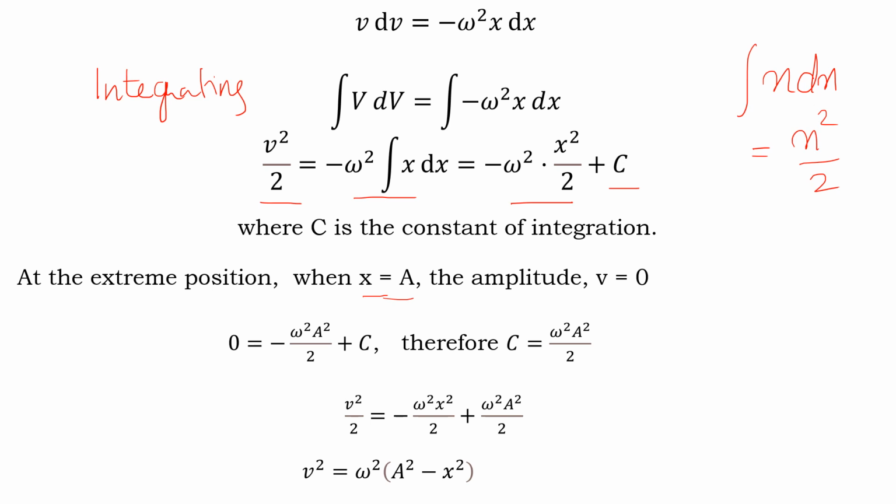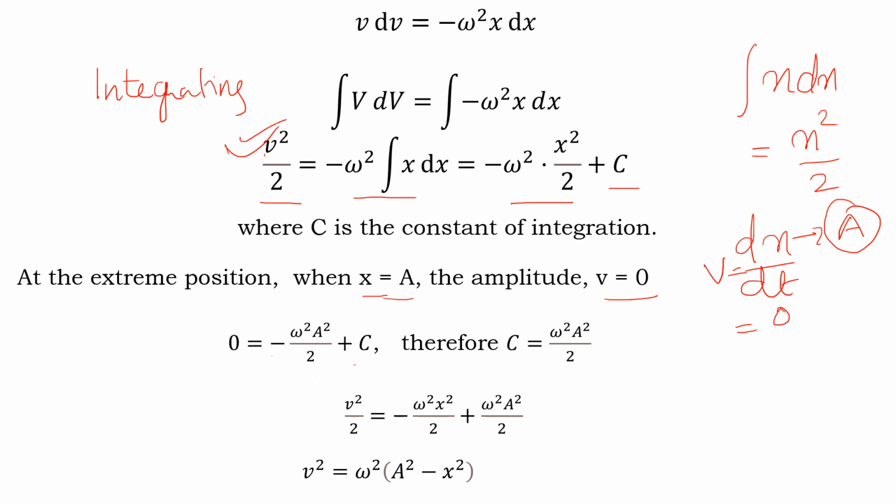Then the velocity will be dx by dt. Here, if x tends to a, where a is the amplitude and the maximum value of x, then a is a constant, and we get d by dt of the constant a, which will be 0. That is, at the extreme position, when x equals a, v will be 0. Applying this condition to the equation, 0 is equal to minus omega square a square by 2 plus c, since v is 0 at the extreme position.